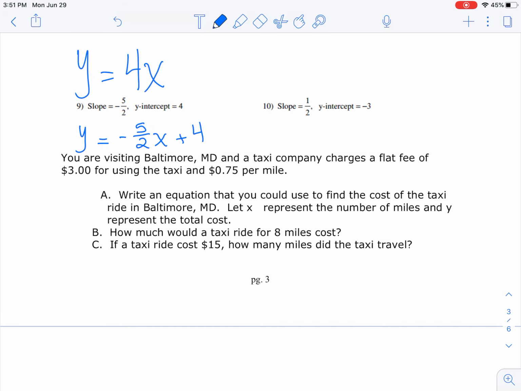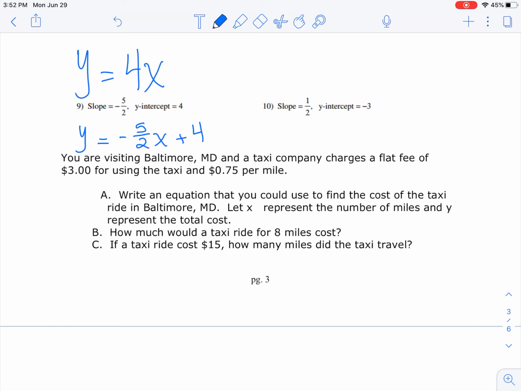All right, so let's look at this word problem here. Let's put this all into perspective now. We've been given the slope, we've been given the y-intercept, and we were able to easily write a linear equation. So let's go ahead and do that given a situation. We just need to identify m and b. So it says you are visiting Baltimore, MD and a taxi company charges a flat fee of $3 for using the taxi and 75 cents per mile.